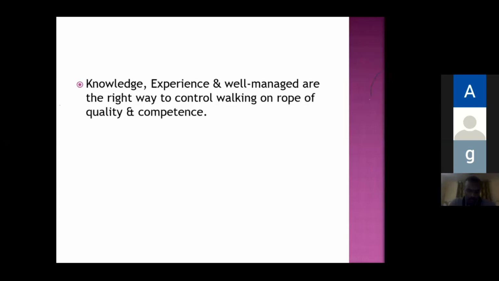Here we need well management. This will come from knowledge and experience. We have to learn, we have to work. If you work more and learn more, you will find a way to control this, because we are all looking for quality and competence.